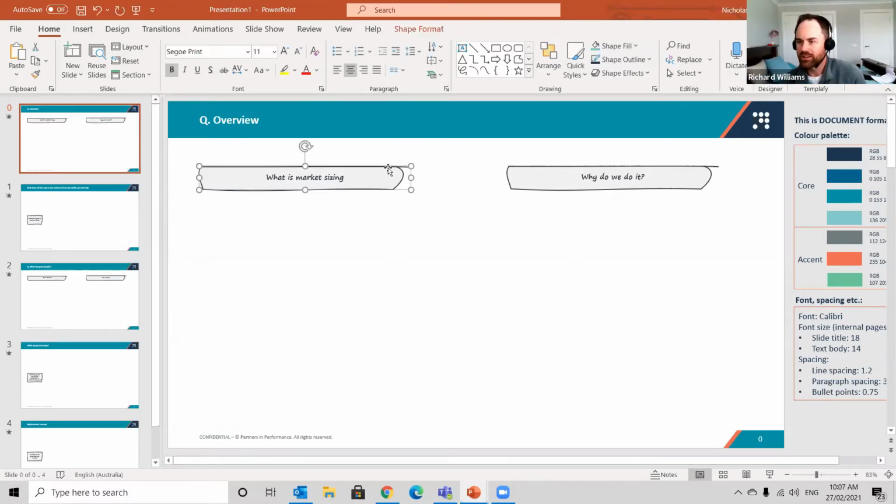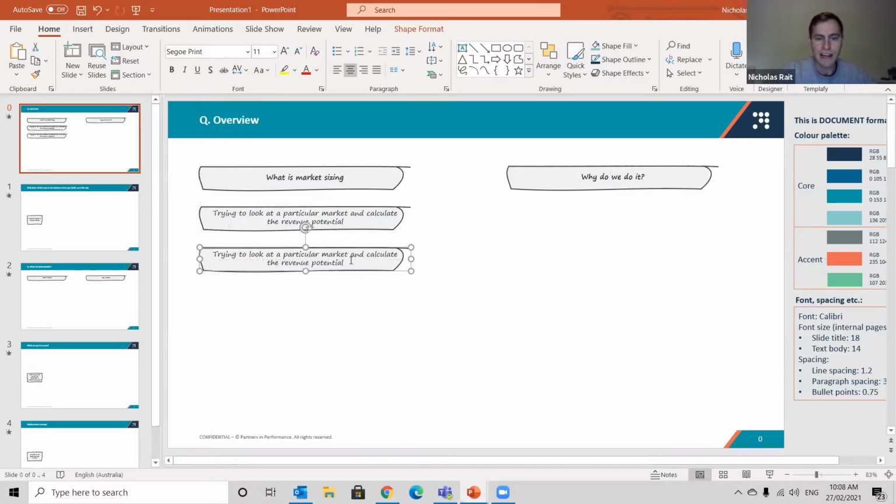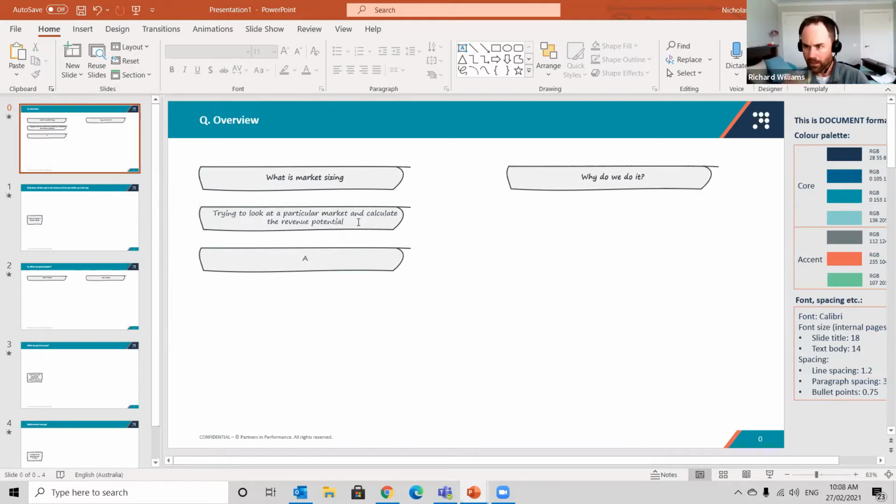I'm happy to go quickly, Nick. My understanding is I'm trying to look at a particular market, be it geographic or industry, and calculate the revenue potential. Yep. So you're kind of thinking revenue potential. I think that's an interesting point, because it is about what outcome you're shooting for. When you're trying to size something, you might be looking at it from a commercial lens. Are there any other contexts where people might think we've got to size something to inform action?